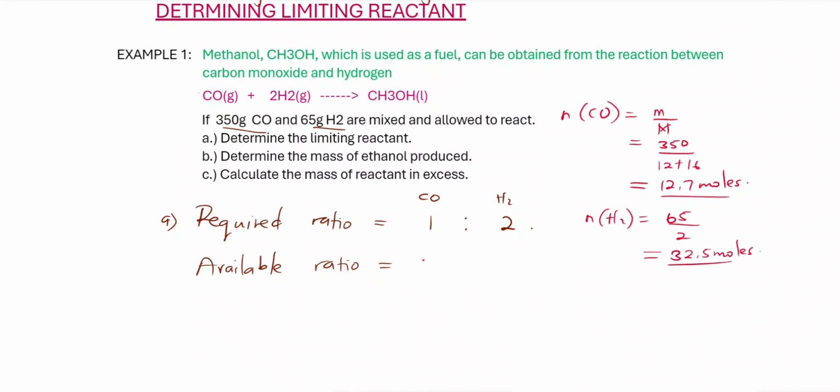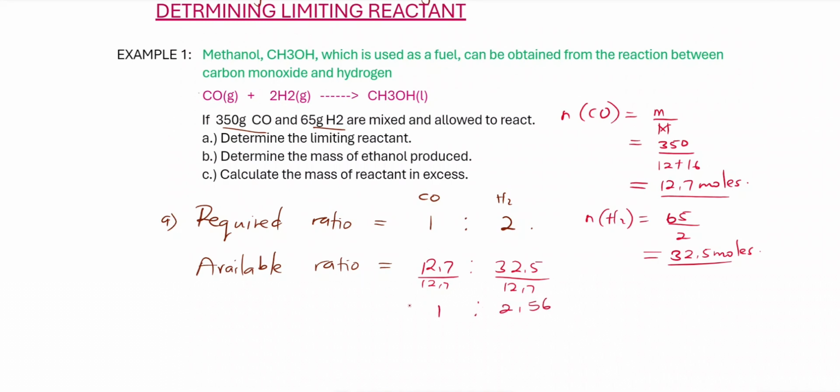So on our available ratio, now we can say moles of carbon monoxide is 12,7 as to 32,5. Then we can simplify this ratio. As you can see here, we started with carbon monoxide in the form 1:2. So this one should also be 1:2 something. So meaning we need to divide by 12,7 both sides. This will be 1:2,56.